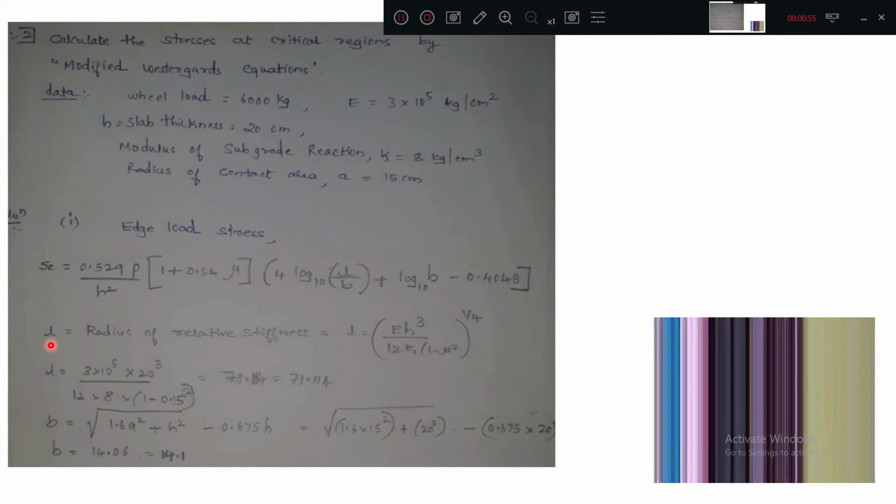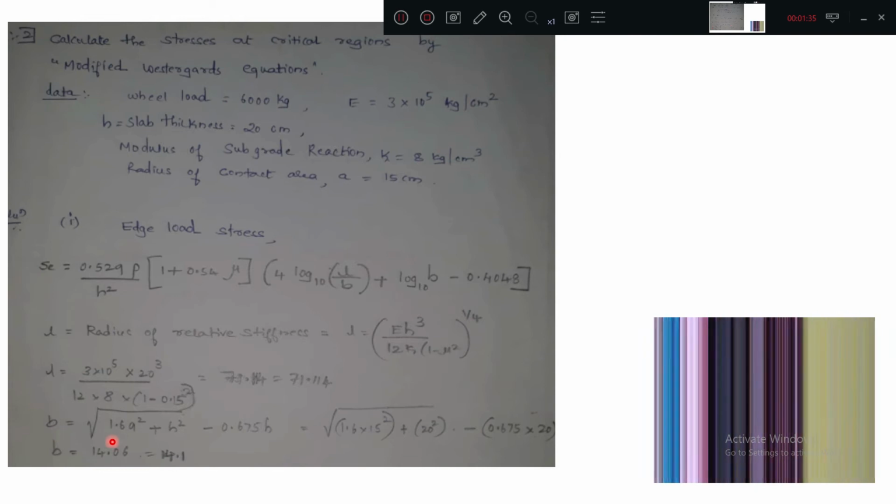So how to calculate l? You know the l formula: E H cube over 12K into 1 minus mu square, to the power 1 by 4. Substitute all the values. Very important: it should be in kg per centimeter square or centimeter. So kg and centimeter, remember to do that. Substituting the E value, H value, 12K and 1 minus mu square, it is coming out to be 71.114 centimeter.